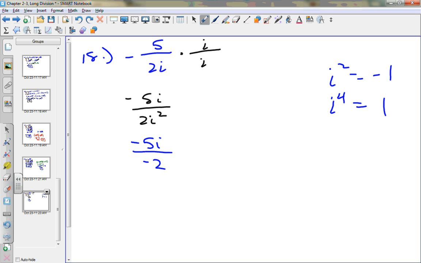What happens to a negative i by negative? Positive. Write the quotient in standard form. That is standard form. That means there's no imaginary number in the denominator. Do we understand 18? 19 and 20, what should you do with those?